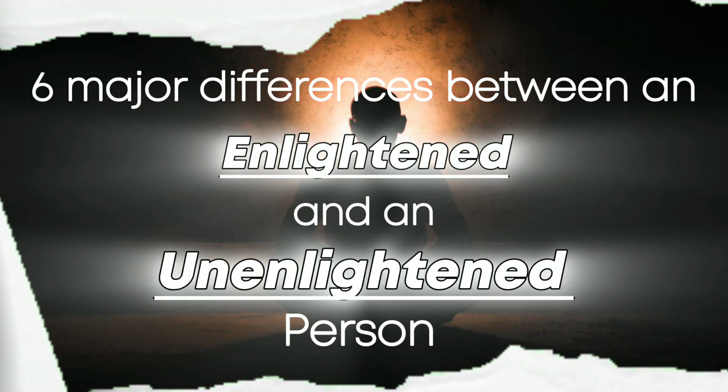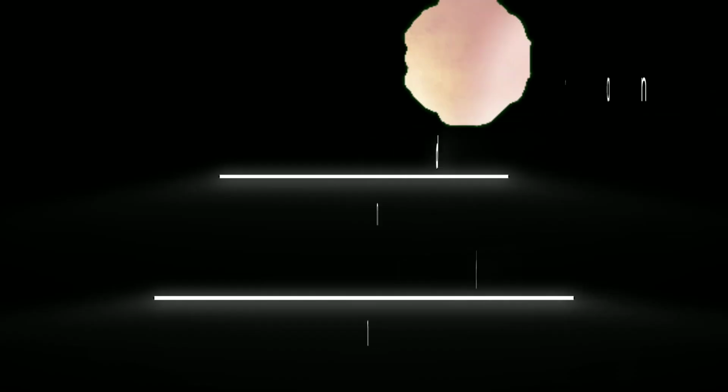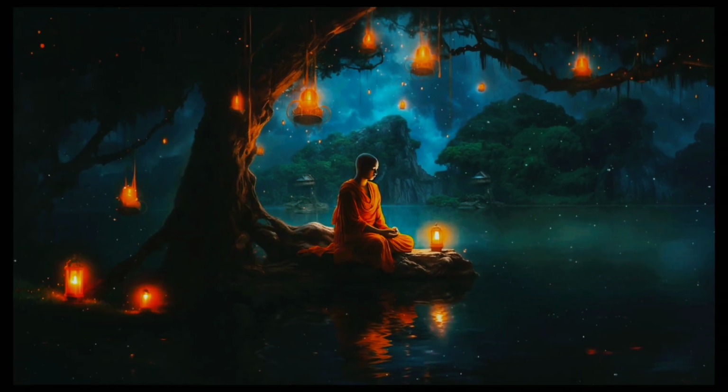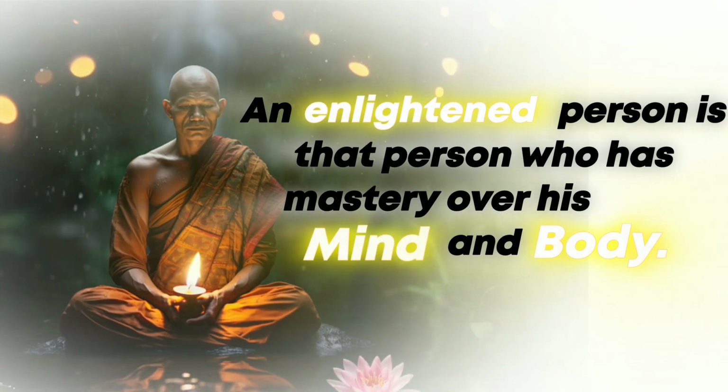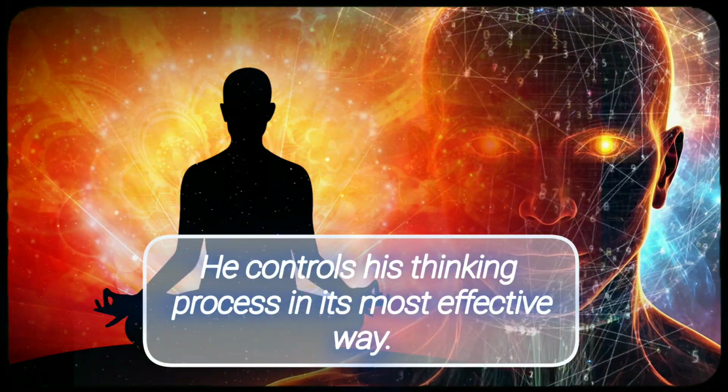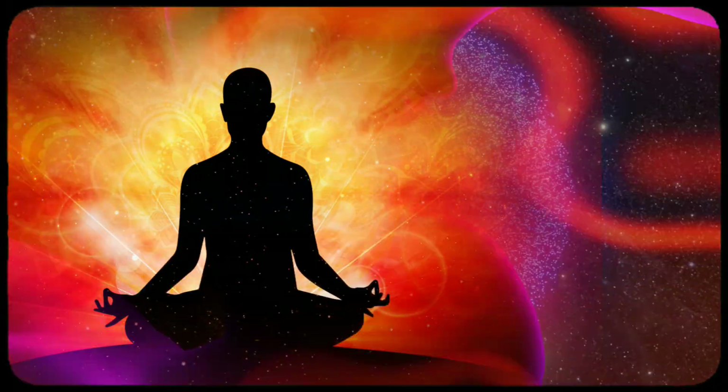6 major differences between an enlightened and an unenlightened person. Let us start learning differences beginning with their definition. An enlightened person is that person who has mastery over his mind and body. In other words, he controls his thinking process in its most effective way.